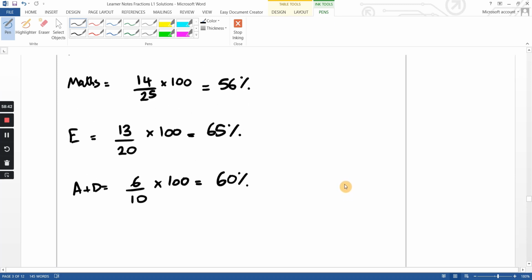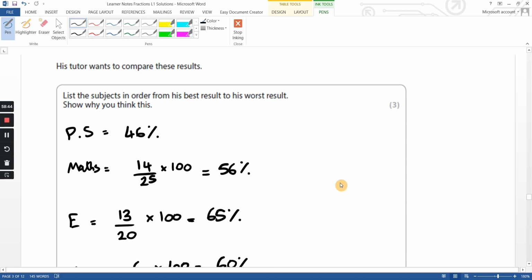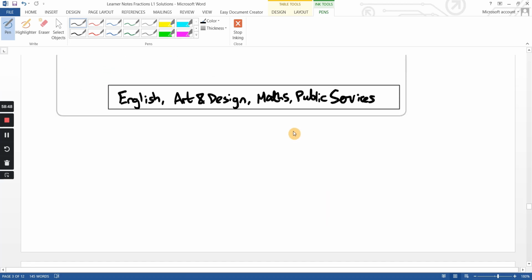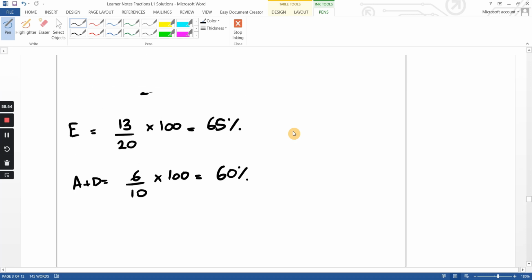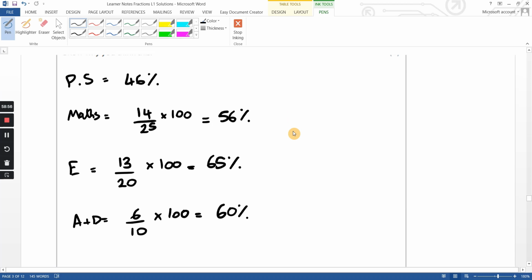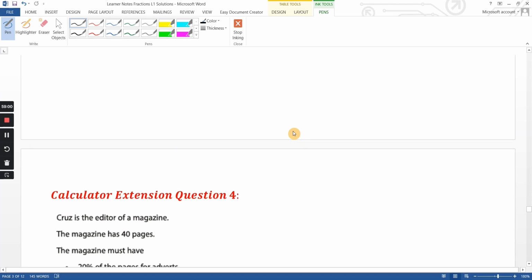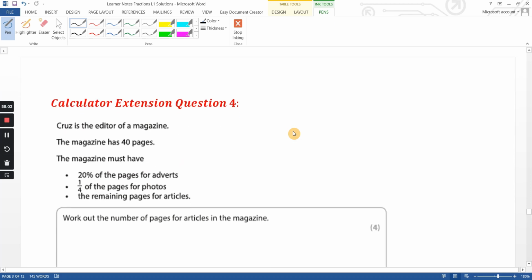And don't forget you have to list the subjects, not the fractions or percentages or whatever you change them to. You could have changed them all to decimals, maybe. Makes no difference, to be honest. If you've got your calculator, you can change them to anything, as long as you can compare. Let's move on. Another calculator one.